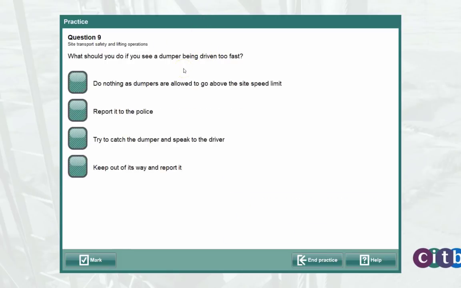What should you do if you see a dumper being driven too fast? Do nothing, as dumpers are allowed to go above the site speed limit. Report it to the police. Try to catch the dumper and speak to the driver. Keep out of its way and report it.